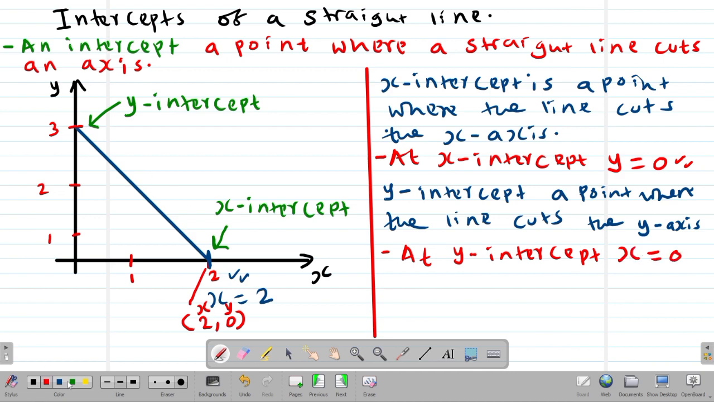For example, the y-intercept for this particular line is equal to 3, because the line is cutting the y-axis at 3. If we were to state this particular coordinate here, it will be (0, 3), meaning that the x-coordinate is 0, whereas the y-coordinate is 3. So at the y-intercept, the x-coordinate will always be equal to 0. Those are two very key points that you need to note.